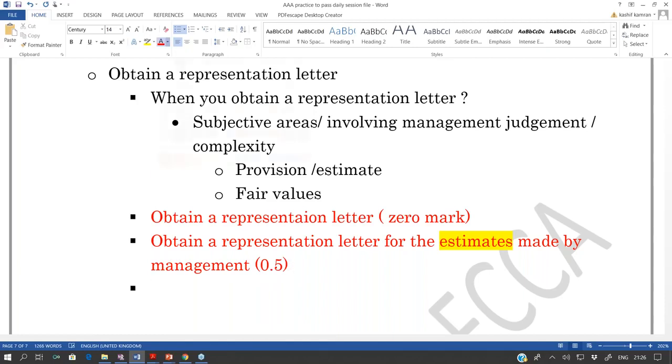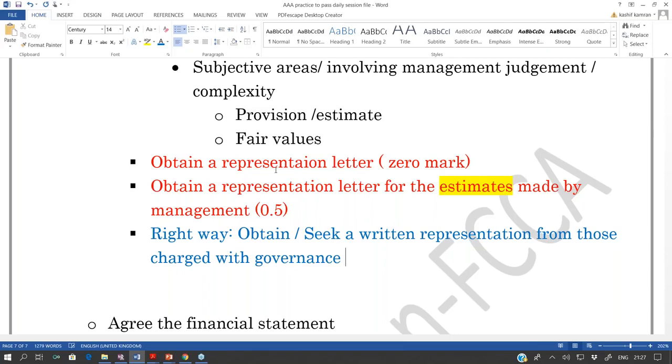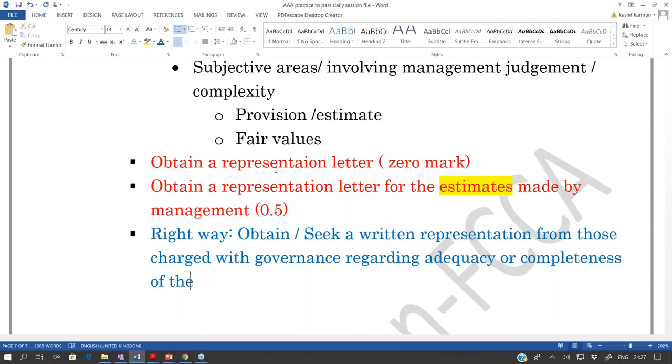Now see the right procedure. If I have to write it, the right way is this: obtain or seek a written representation from those charged with governance regarding the adequacy or completeness of the provisions of the estimate made by management.